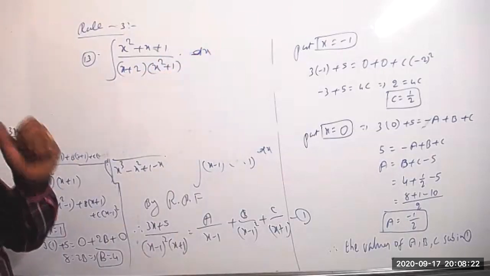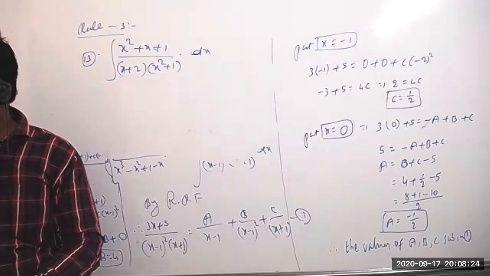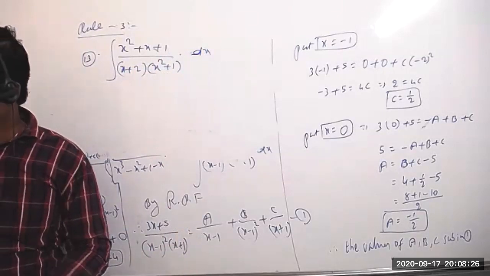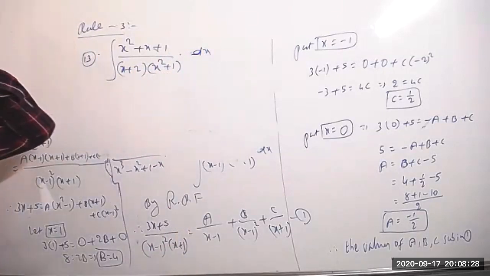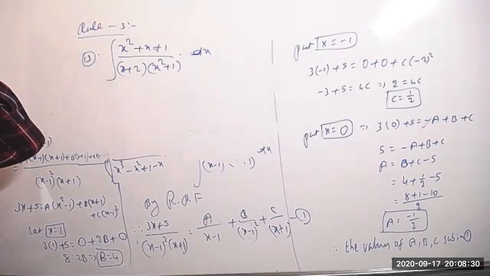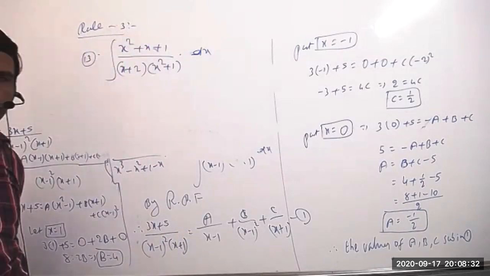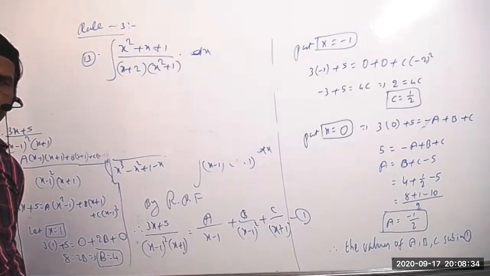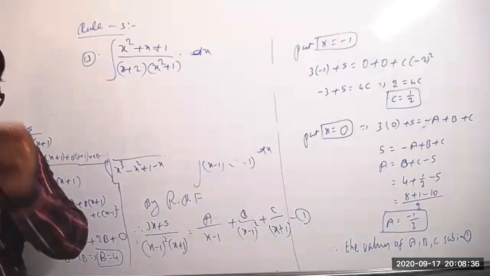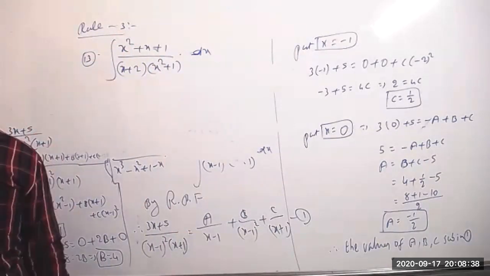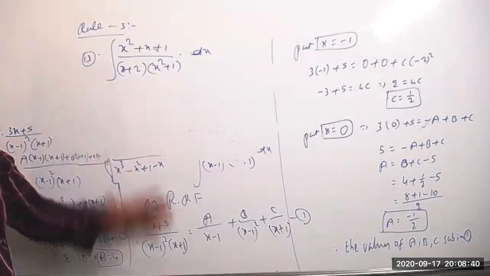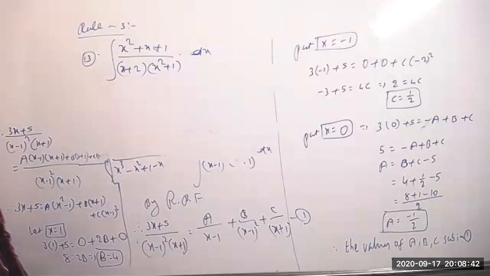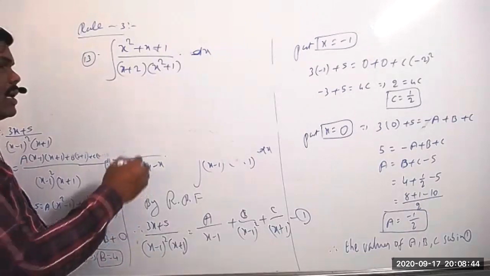Can anyone read now, what is rule 3? Please tell me what is rule 3? Anyone please tell me? In a given function, the denominator contains an irreducible function. Am I correct? Then we can apply rule 3 here. So here also you can apply that same thing only.